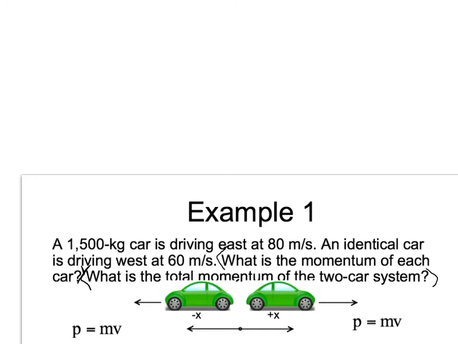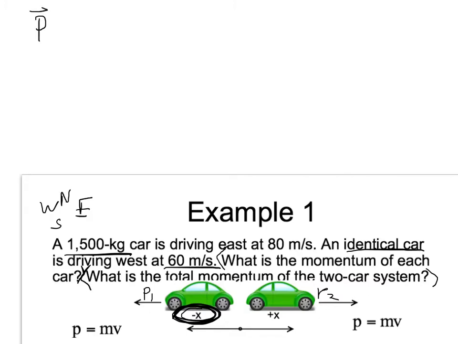The reason I like this question is because we're going to use the fact that momentum is a vector as we do this. So first, what is the momentum of each car? Let's call this car 1, so it will have momentum 1, and this car 2, so it will have momentum 2. Car 1, if we think about our cardinal directions, is the one going west. The problem tells me it's an identical car going west at 60 meters per second. And since it's identical to the first, its mass is 1,500 kilograms. And notice it's moving in the negative x direction, so its velocity will be negative.